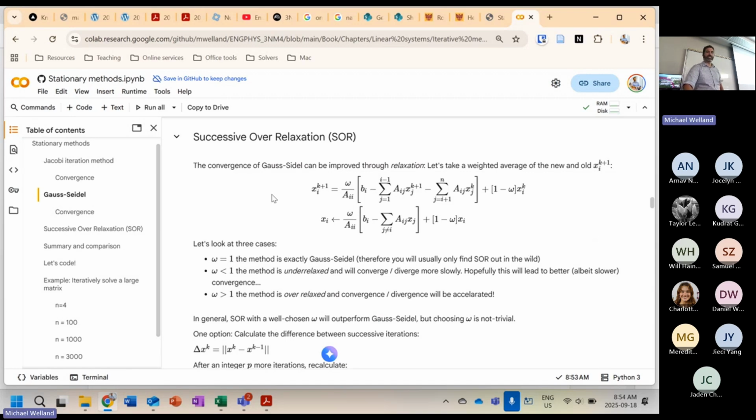Okay, and then you have SOR. SOR is what you're actually going to see. I haven't seen anybody doing block Jacobi. It's not really the same thing.